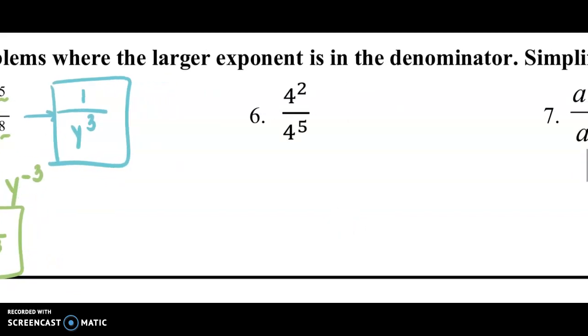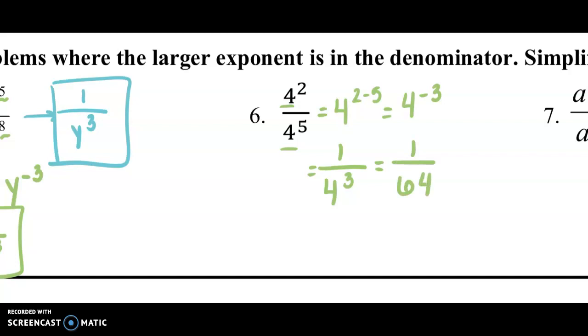Okay. So number 6, we have 4 to the second divided by 4 to the fifth, same base. So I subtract the exponents, 4 to the 2 minus 5, 4 to the negative third, which is the same as 1 over 4 to the positive third. And then 4 to the positive third is going to be 64. So 1 over 64 would be my answer there.